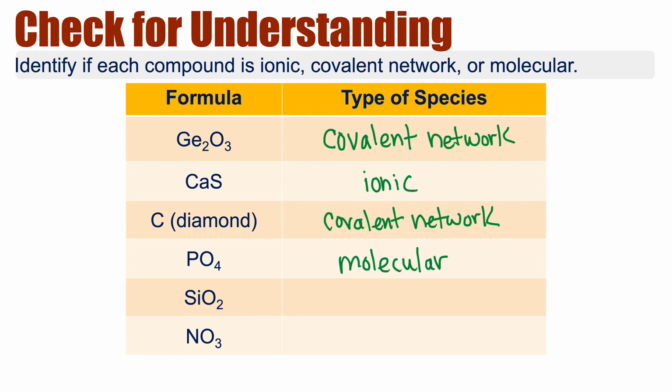The next one is molecular. It's just nonmetals. We have covalent network, since silicon is a metalloid. And then that last one is molecular. It's just made up of nonmetals. So a key skill moving forward is when you're given a formula of something, you should be able to identify it as being either ionic, molecular, or covalent network.